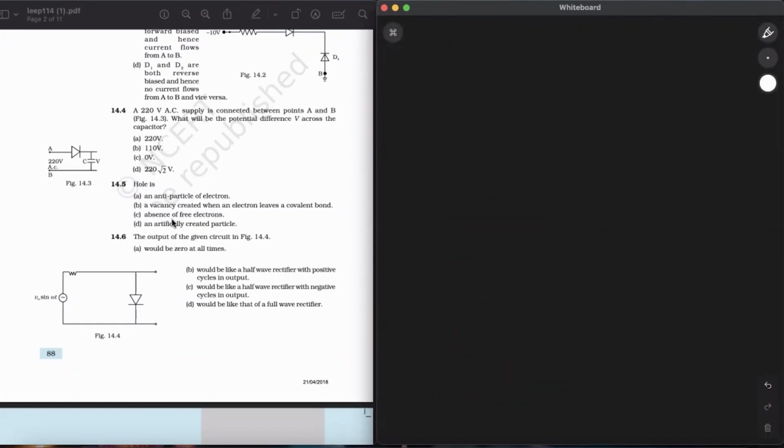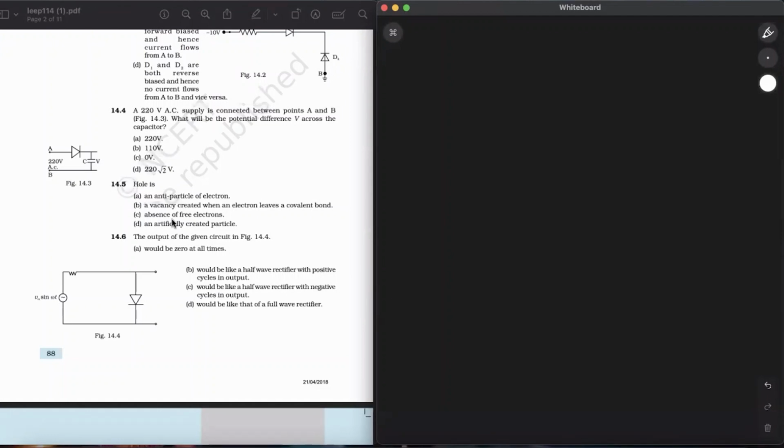Hole is an antiparticle of electron, a vacancy created when an electron leaves a covalent bond, absence of free electrons, and artificially created particle. Okay, so let me tell you one thing. If you read about this question, you will be thinking about options A, B, C as the most valid ones. But the reality is that option D is the correct answer for this: that holes are an artificially created particle.